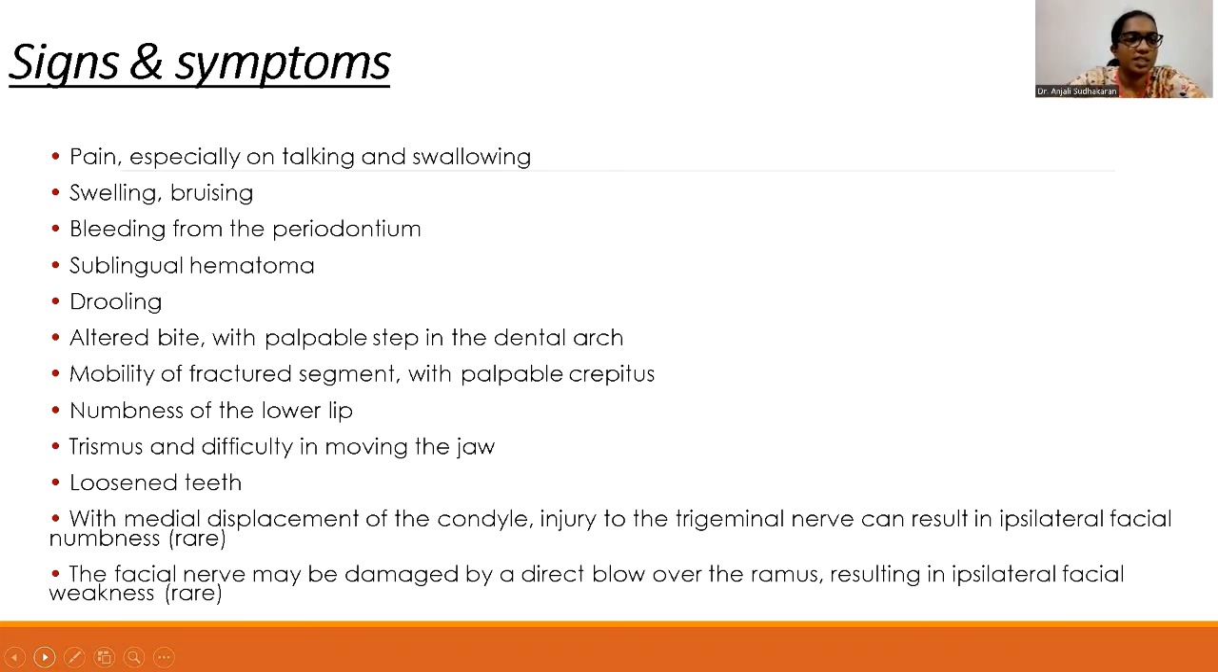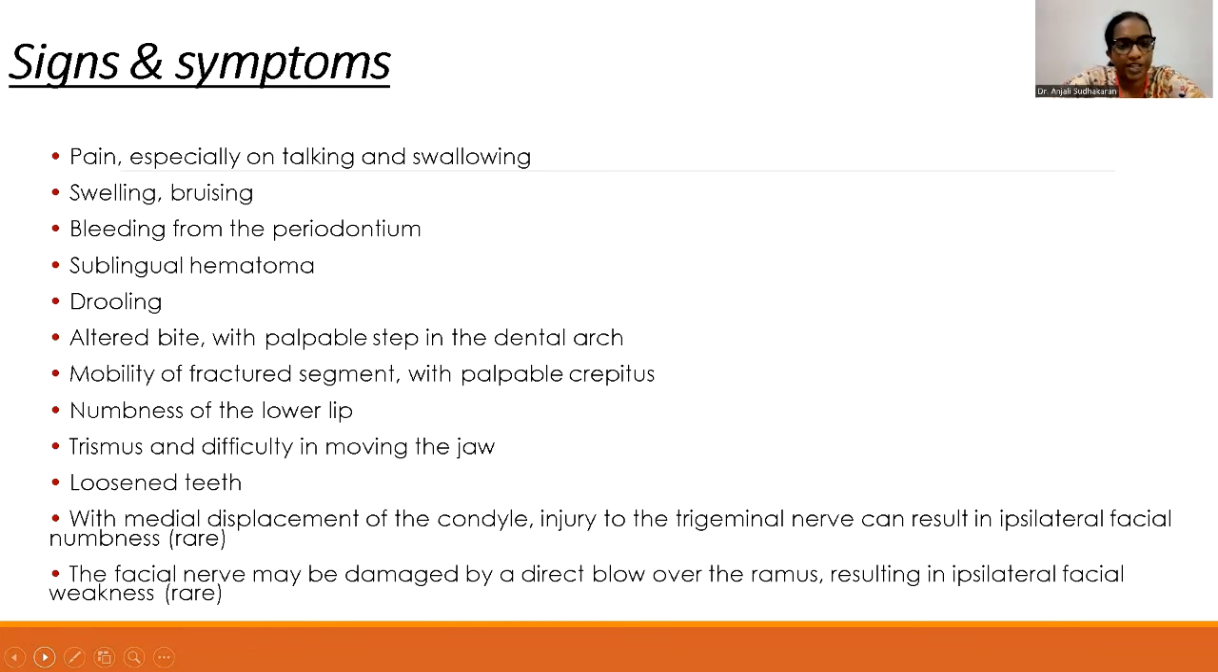Now coming to the signs and symptoms of fracture. The first sign that the patient can tell you is pain. The patient can have severe pain with movement of the mandible, like talking or swallowing. The patient can have a swelling or bruising at the fracture site, and bleeding from the periodontium. Also, in anterior mandible fractures or body fractures, the patient can have a sublingual hematoma. The patient can have drooling, an altered bite, or the occlusion may change.